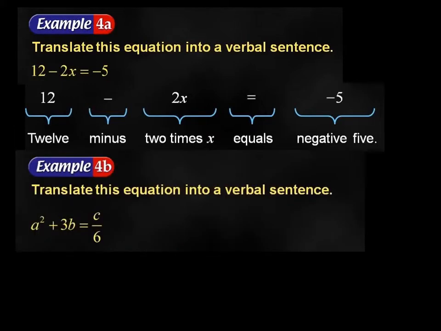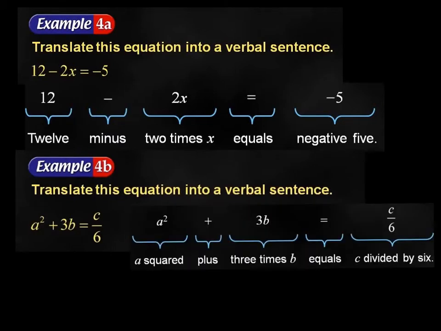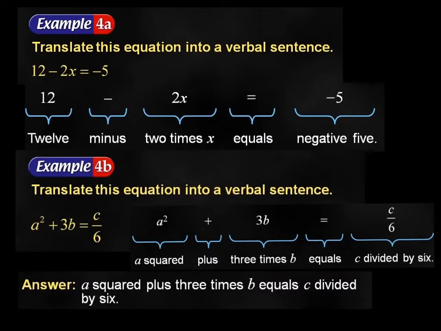Translate this equation into a verbal sentence. A squared plus 3b equals c over 6. Now, it would be better if I had said c divided by 6, but other than that, it's pretty good. A squared plus 3 times b equals c divided by 6.